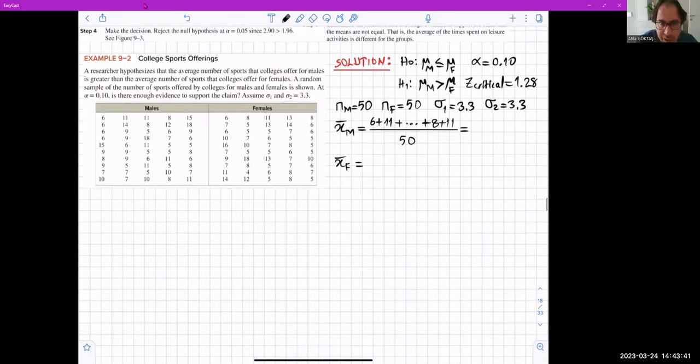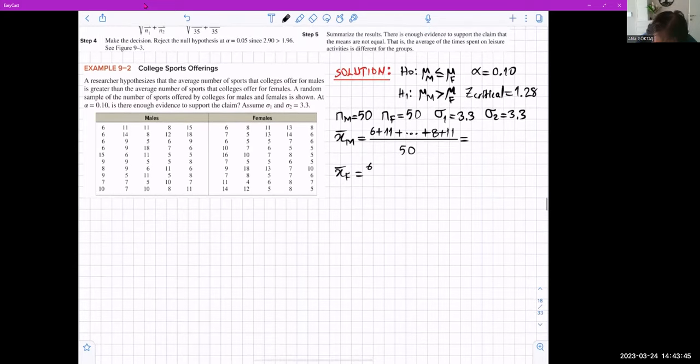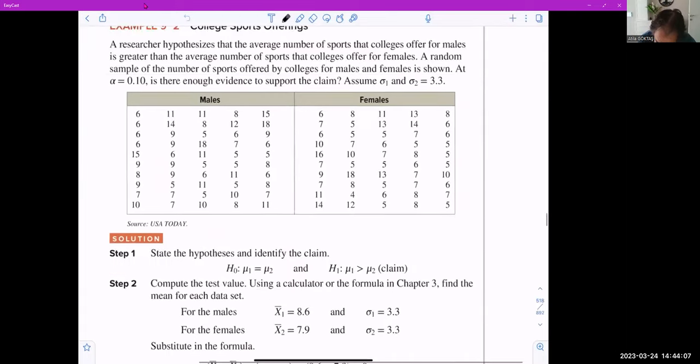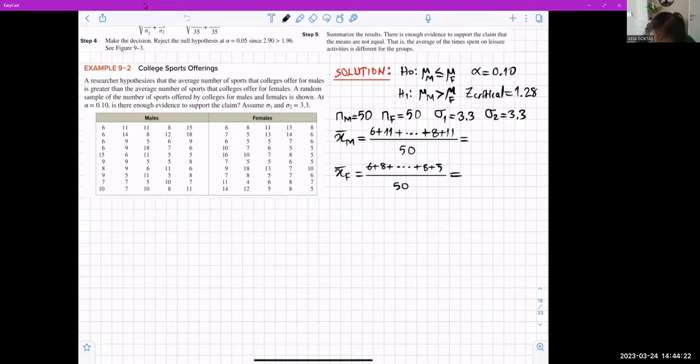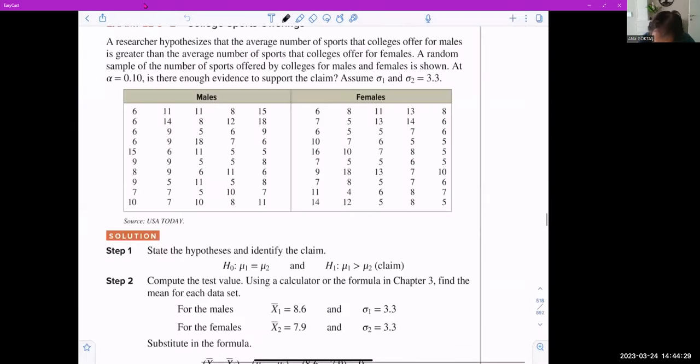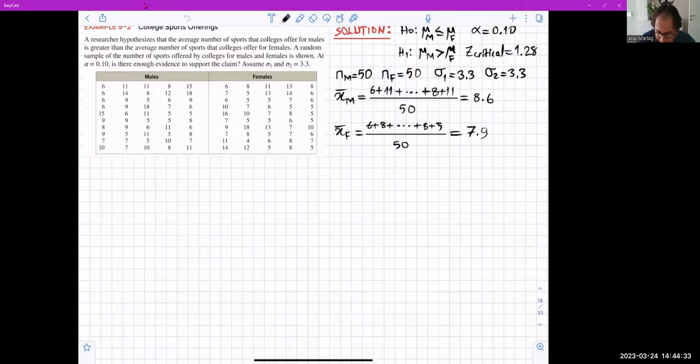Okay. The average number of sports for females would be 6 plus 8 plus 8 plus 5, divided by 50. I'm not going to perform the calculation myself; I'm going to bring the result from the book. The first one is 8.6 and the second one is 7.9. Let me recheck. Yes, it's true. Okay, nothing left at the moment.